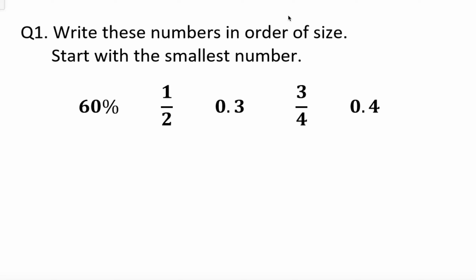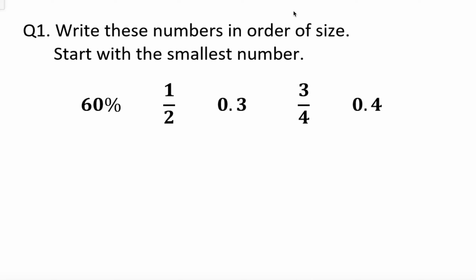Right, first question. Have a look at the question. Write these numbers in order of size. Start with the smallest number. Well, if we look at the figures we've got 60%, a half, 0.3, three quarters, and 0.4. Now, to put these in order of size is going to be difficult because they're all in different formats, like percentage, decimal, and fraction. So the first thing we've got to do is get them all into the same format.